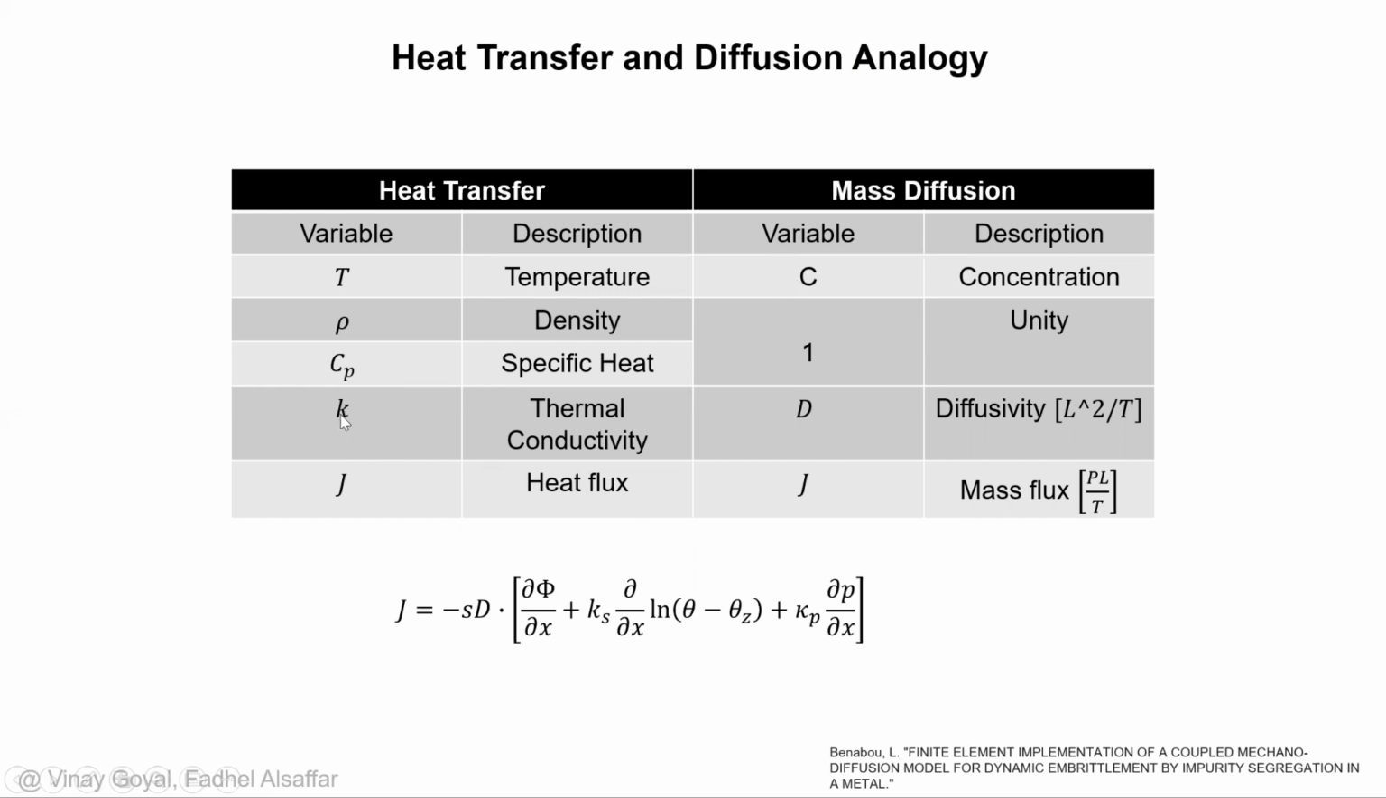The thermal conductivity within the material, and how fast the heat can transfer from one part of the material to another, is very analogous to the diffusivity inside the material, in which how fast the moisture can diffuse from one part to another. The heat flux is analogous to mass flux in the material, and the general equation for the mass flux inside the material is described here, which is what Abaqus uses.